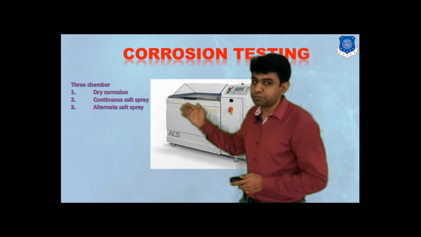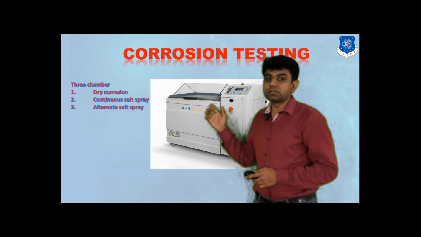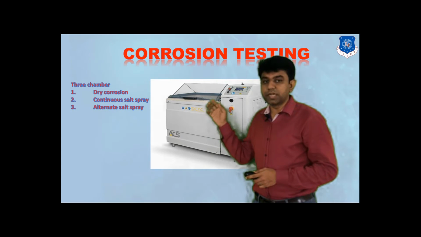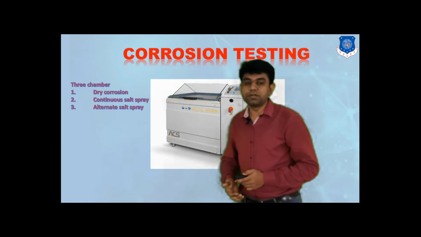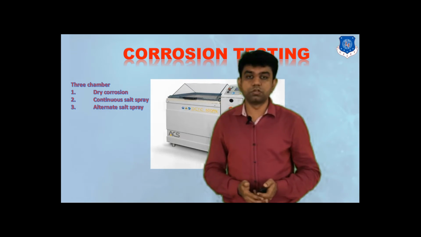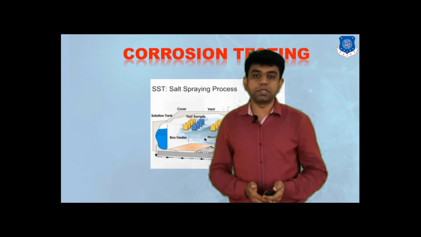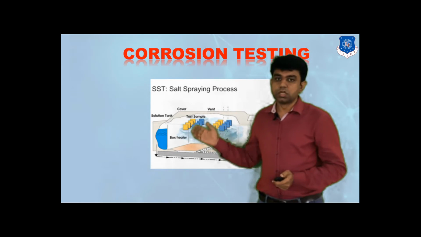So three different scenarios would be produced, and the evaluation of the corrosion would be done on the test section under this corrosion testing. So that's all about the corrosion testing. Our next topic is the salt spray process.